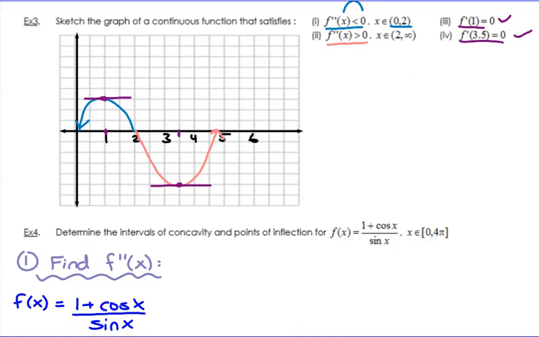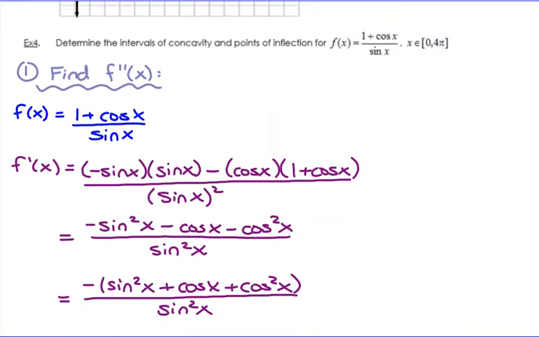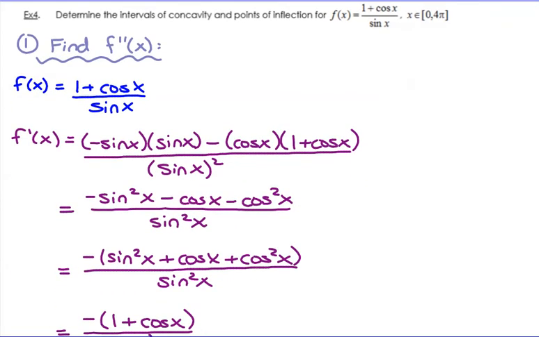Now, let's throw some trig in there because why not? Example number 4, determine the intervals of concavity and points of inflection for something with a trig function and it has a domain of 0 to 4 pi. Okay, so intervals of concavity and points of inflection, obviously second derivative.